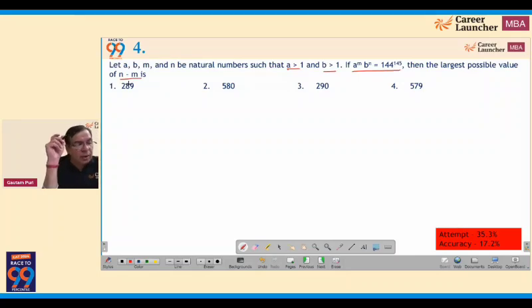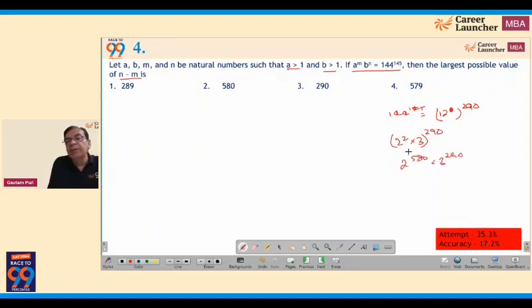Again, this is a question. If you are not comfortable, I would straight away say leave it if it does not strike. But what I like about the question is 144. 144 is 12 square. So what is 144 to power 145? It is 12 square to power 145, or 12 to power 290. And 12 is nothing but 2 square into 3, raised to power 290. So this becomes 2 to power 580 into 3 to power 290. So A to power M into B to power N is equal to 2 to power 580 into 3 to power 290.